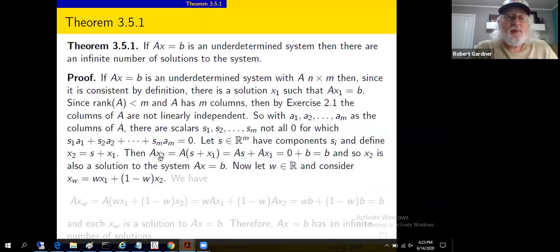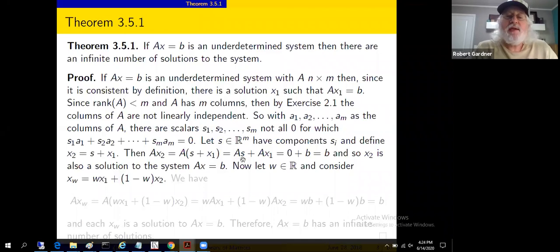Let's take A and apply it to x sub 2. All right, A x sub 2, substitute s plus x sub 1 in. Distribute, property of matrix multiplication. Hey, A times s, that's a 0 vector. I mean, we just saw that if we take these components of vector s and take them as coefficients, respectively, of the columns of matrix A, then we get the 0 vector out. That's where the s's came from.